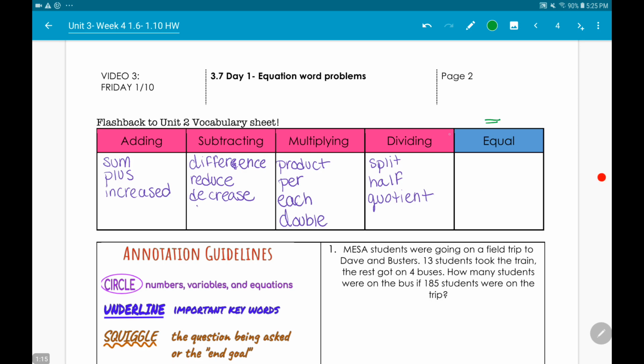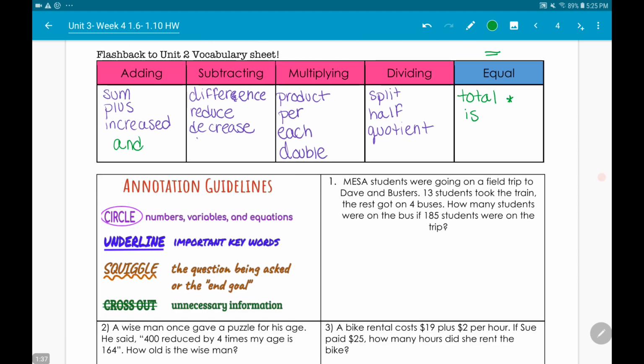And since we are now talking about equations, we need to have an equal sign, and some words for equal might be total, is, or anything that really implies that that's the total number, even if it might not say total. Something for adding that I just remembered is "and": if I buy this and this, I'm adding them together. Okay? All right, so we're going to use those keywords to help us.